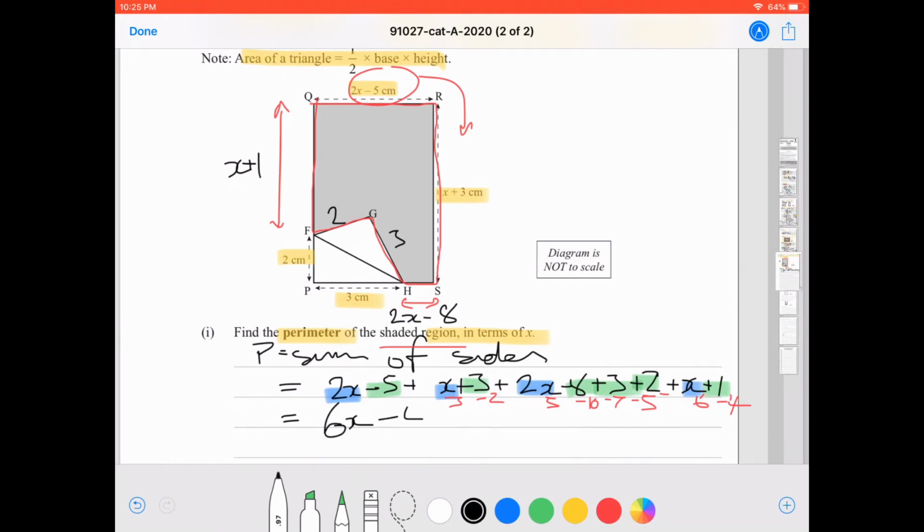So 6x minus 4 is our perimeter, and the correct simplified expression for the perimeter gets you the merit grade here. You achieved establishing the expression, so our first step gets you the achieved. Okay, we got there in the end.